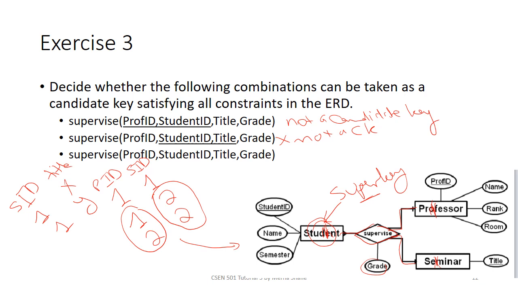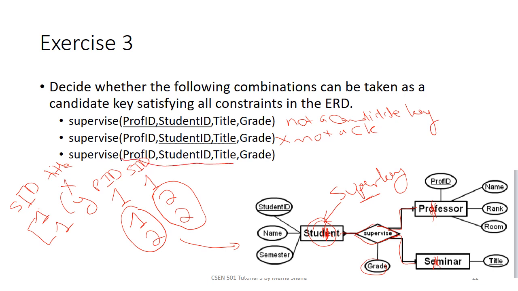In the ERD, it is stated that one student has exactly one seminar and one professor. So we need to enforce that the student should not be repeated with different seminars. So this violates the constraint that a student has exactly one seminar assigned to them. Let's see the last proposal of having the three together as the primary key of the relation.